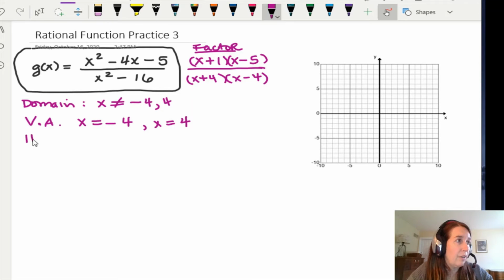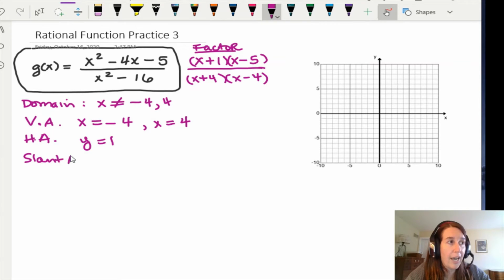Okay. The horizontal asymptote, let's see if we have one of those. Notice that we're looking at the degree is 2 on the top, x squared. The degree is 2 on the bottom, x squared. So our horizontal asymptote is the leading coefficient over the leading coefficient. So that is y is equal to 1, because the leading coefficient is 1 in both cases. Okay, so that means that our slant or oblique asymptote, there's none.